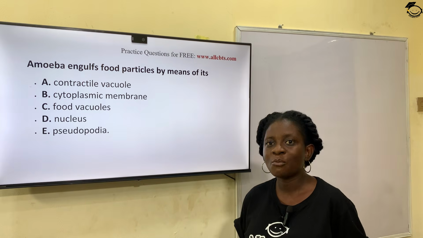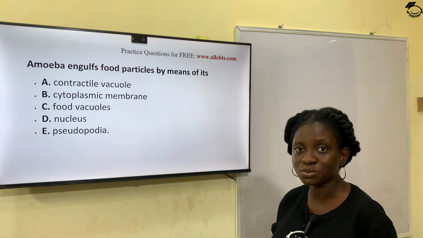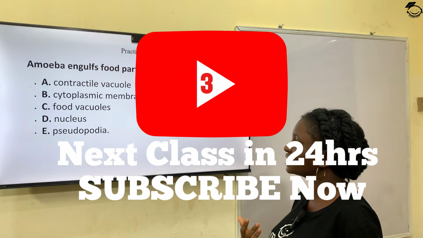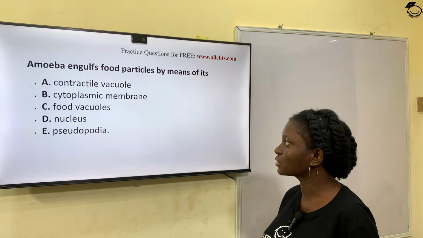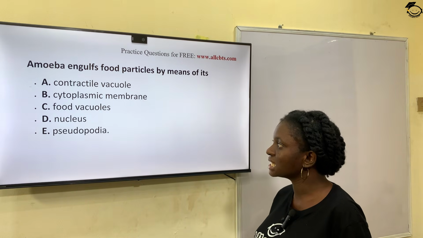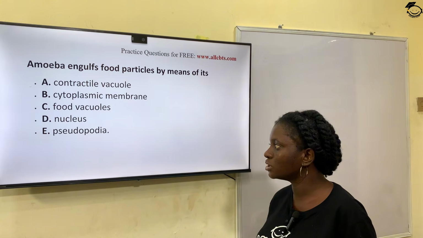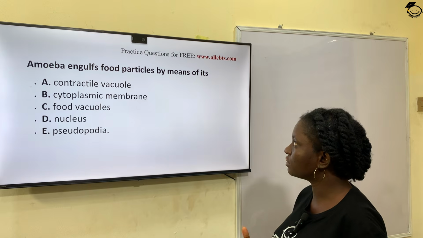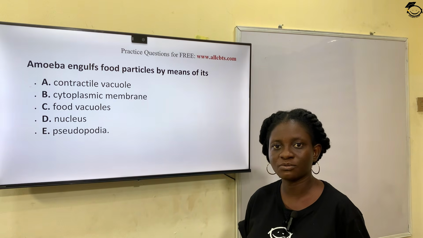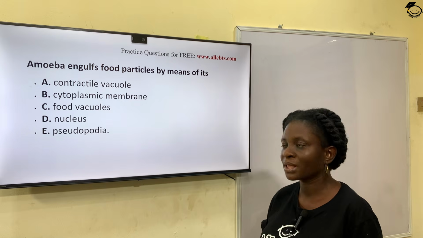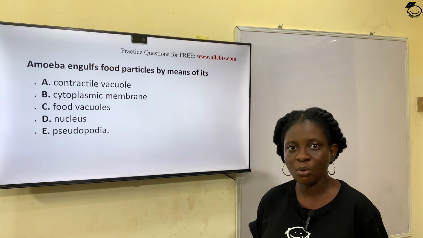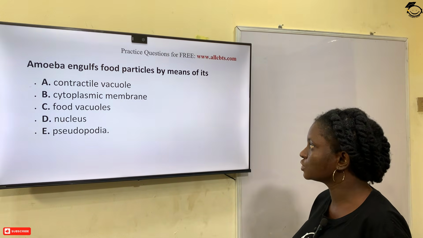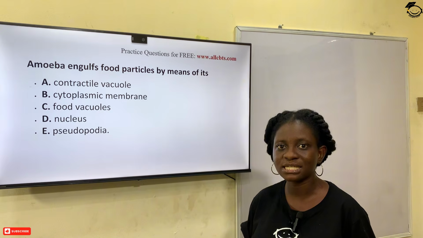Next question. Amoeba engulfs food particles by means of its option A, contractile vacuole, option B, cytoplasmic membrane, option C, food vacuoles, D, nucleus, and E, pseudopodium. Amoeba engulfs food particles through the process of phagocytosis, and they make use of the pseudopodia, which is the false feet, to take in food, to engulf food. So the correct answer is option E, pseudopodia.